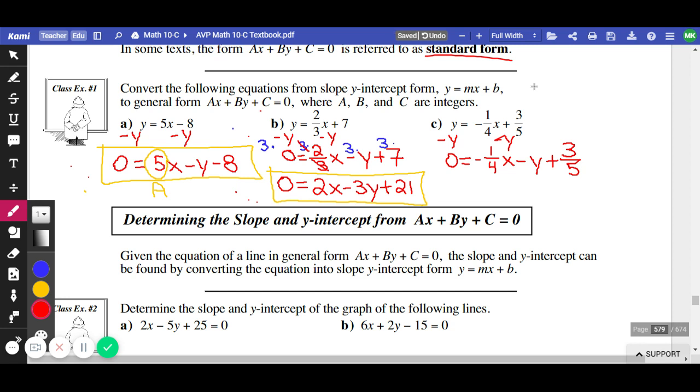So first things first, always make it equal 0. Second thing is getting rid of the denominators, right? The fractions and the decimals. This has 2 fractions in it. So if you look at this, I have a 4 on the bottom and I have a 5 on the bottom. To get rid of both numbers, you want to multiply by the lowest common multiple.